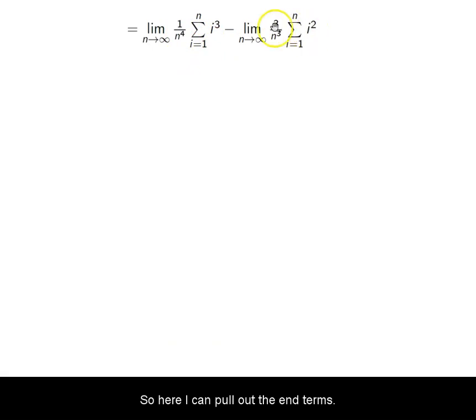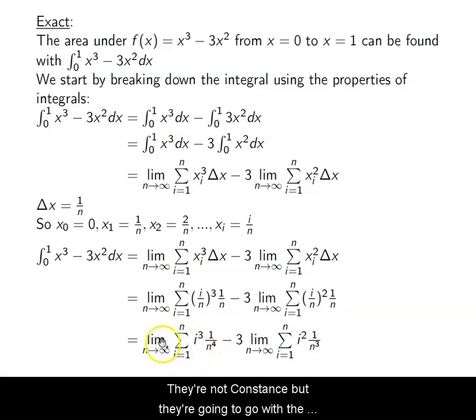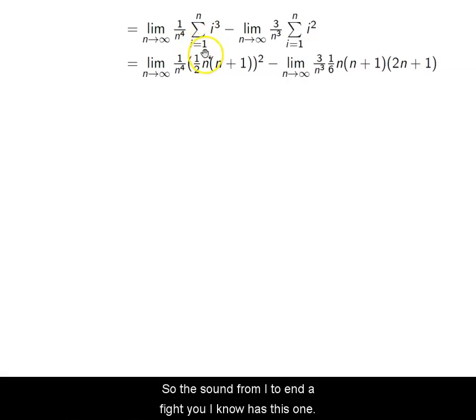So here I can pull out the n terms, okay? These are constants. They're not constants, but they're going to go with the limits, right? So I'm going to pull out these things so I can get these i cubes and i squares as sums isolated, right? I'm just isolating these things so I can replace them with their formulas. So the sum from 1 to n of i cubed, I know has this form, and the sum from 1 to n of i squared has this form, okay? So I replace it with this form. Now everything is in terms of n, and I'm taking the limit as n goes to infinity, which is what I need if I need to take a limit.